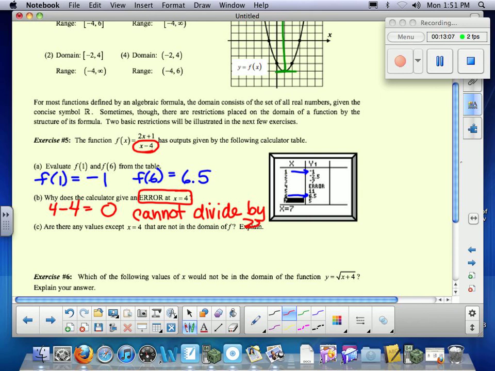Then how are they showing it on this graph? Because they're showing it as an asymptote. This line is an asymptote.